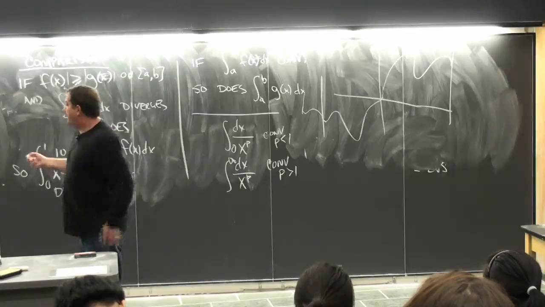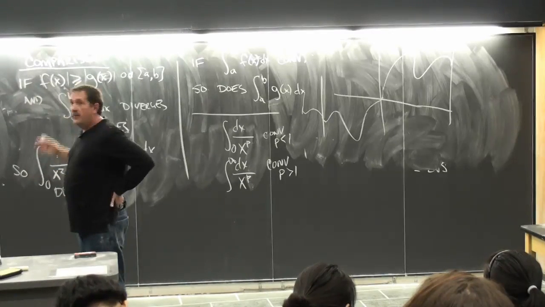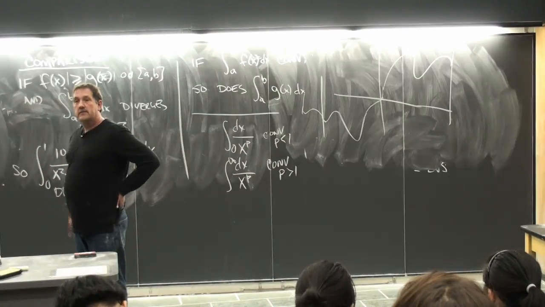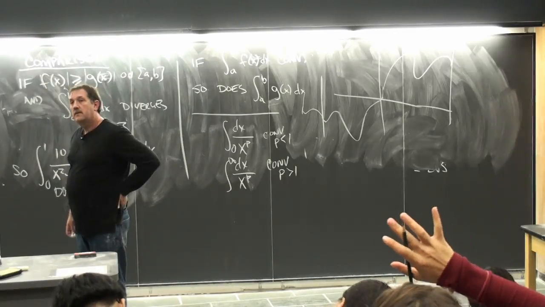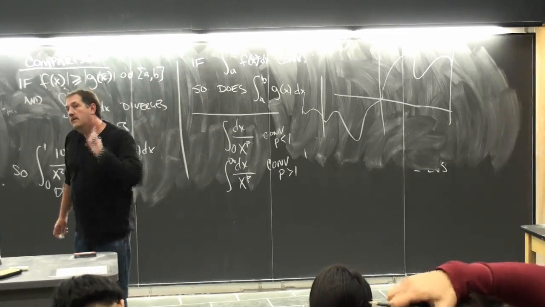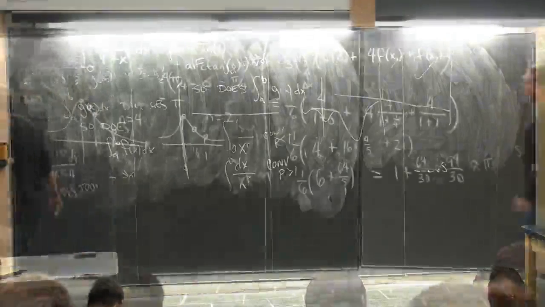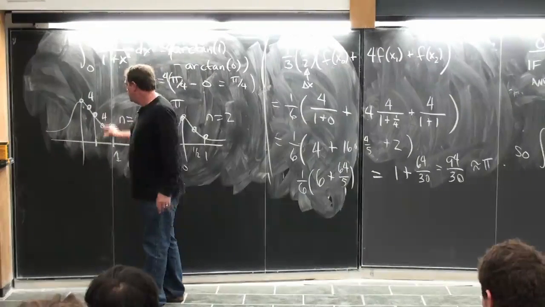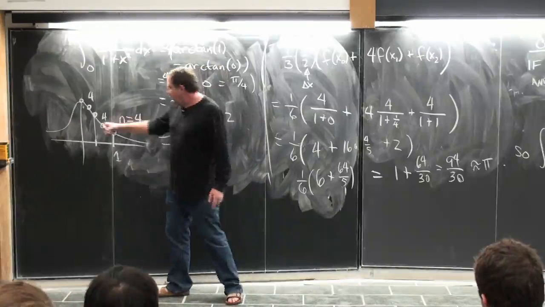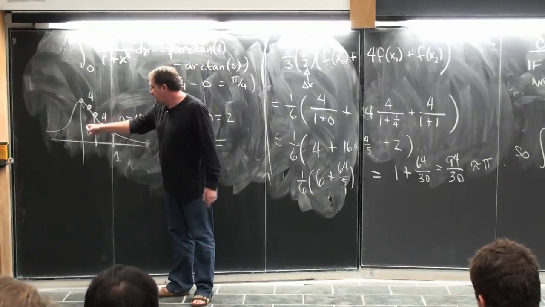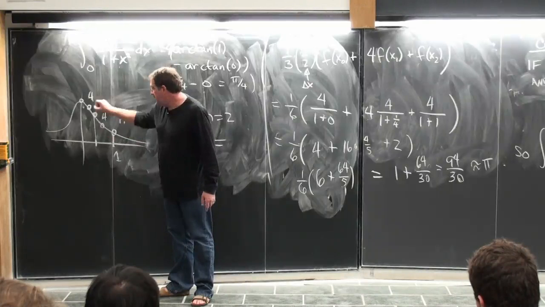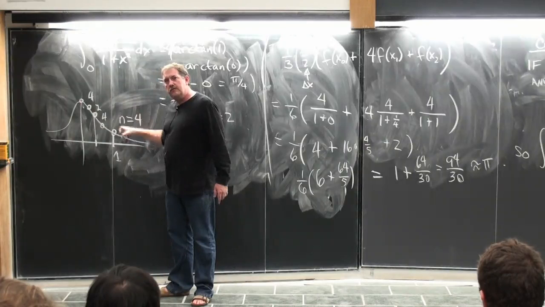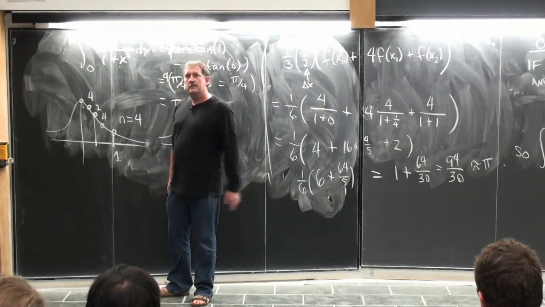Had I done n equals 4, I would have had 3 more terms contributing to the mix, and I would have gotten a better answer. What's the coefficient pattern? We count the middles 4 times the edges, but the interior edges, since they're the edge from the right and the edge from the left, count twice. So it's 1, 4, 2, 4, 2, 4, 2, 4, 1.